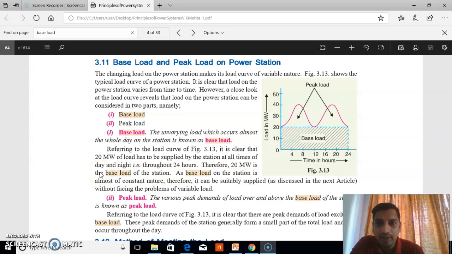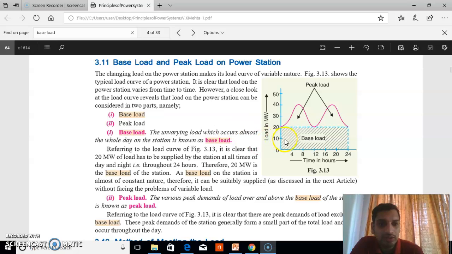In this video, I explain the base load and peak load on the station. So in a load curve, we can split the load curve into two. One is base load, second one is peak load. So what is base load?